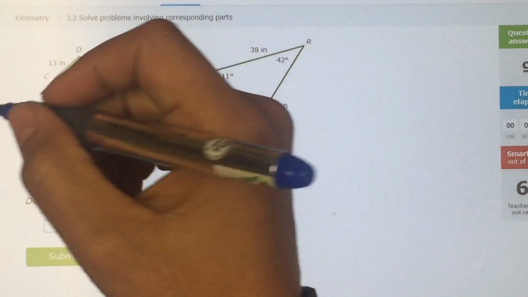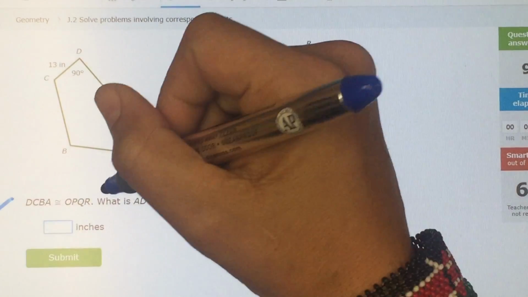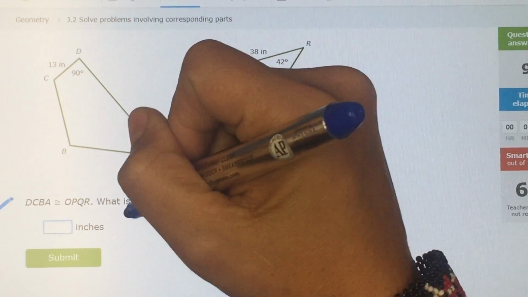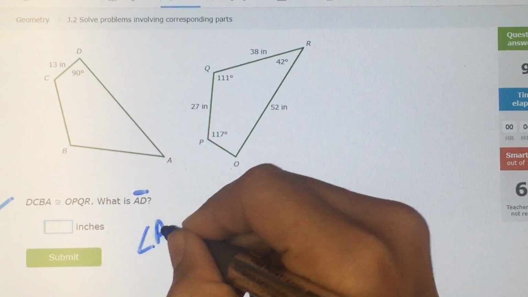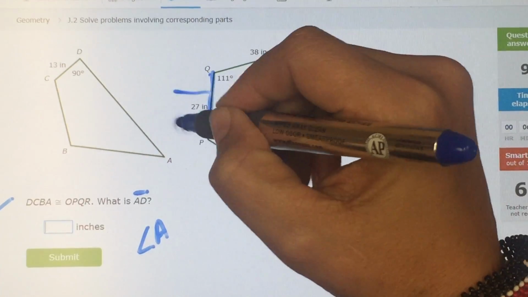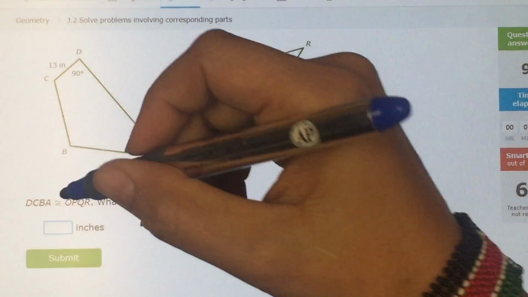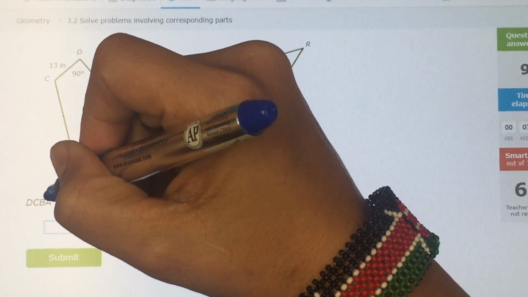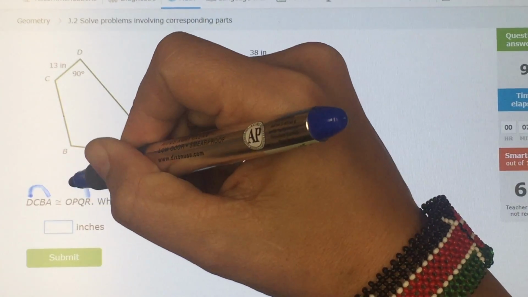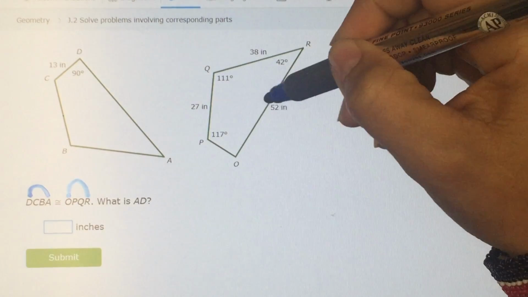So I feel like I need to say this is an angle, this is a side. So when it's asking for AD, that's a side. If it was asking for angle A, that's an angle. These are the sides. The ones that are outside are the sides. The ones that are inside are angles. All right, so let me answer the question. AD, so last to first will be R and then O, RO. So it's a side, RO, 52.